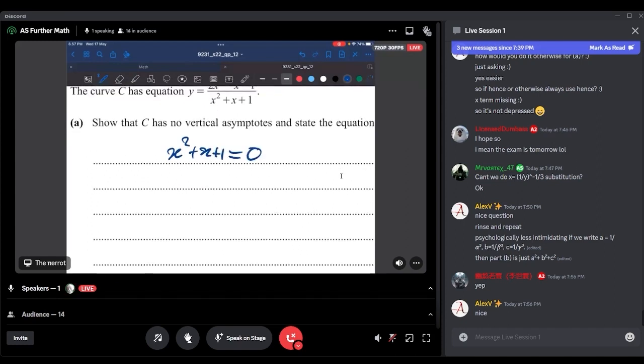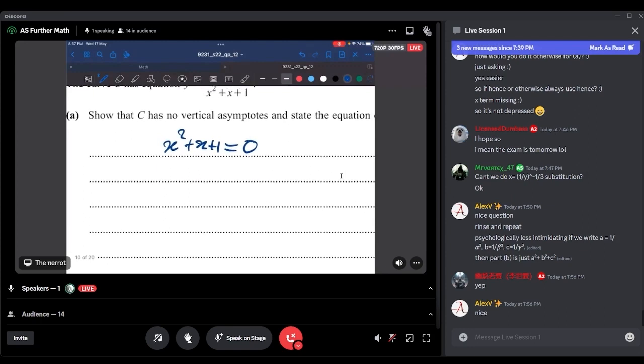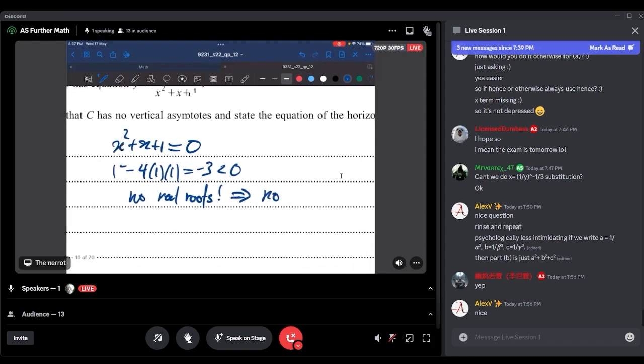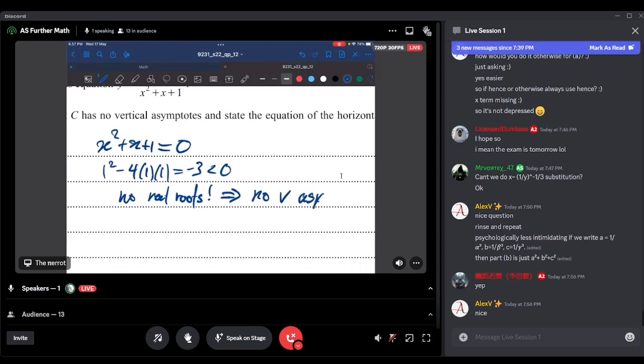To show that this has no real roots, we just take the discriminant. So 1 squared minus 4 times 1 times 1. That's minus 3, and certainly less than 0. So no real roots. This implies no vertical asymptotes. So allow me to be lazy.